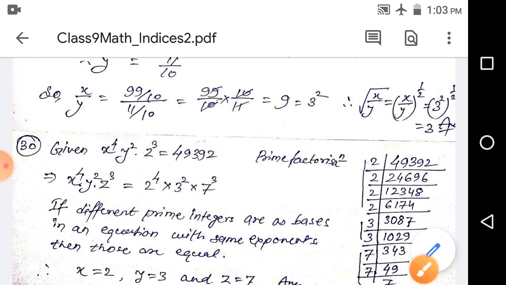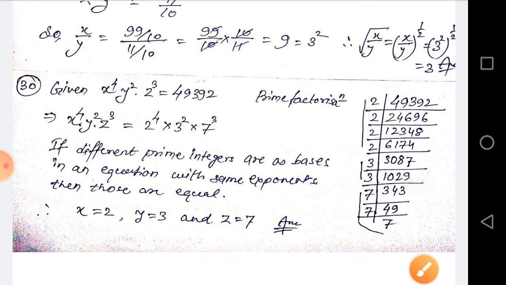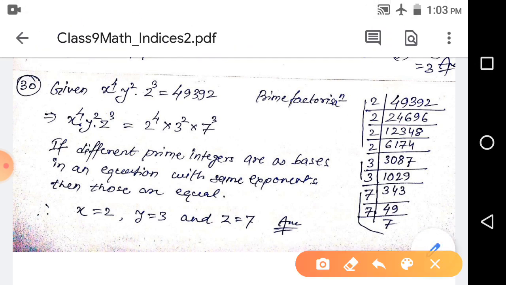Try to solve question number 29. If you can't, then question number 30 will help you. Even to solve question number 31, the same question 30 will help you. So in this question, it is given that x to the power 4, y to the power 2 and z to the power 3 equals 49,392. Here we first factorize 49,392. Then what we get is 2 to the power 4, 3 square, that means 3 to the power 2, and 7 to the power 3.